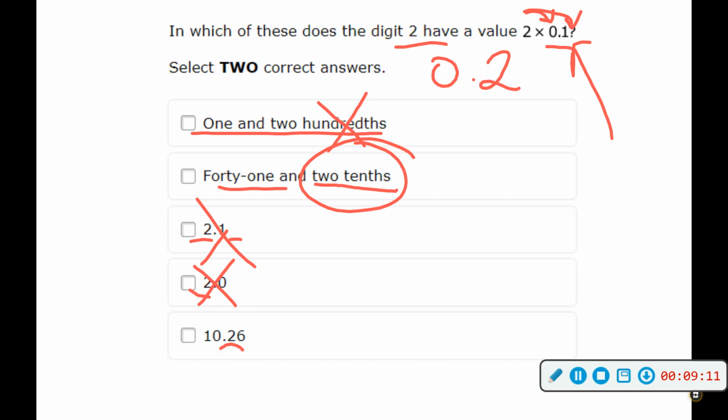So now we can look and see that this 2 is in the tenths place. So just to review place value, we see that the 1 is in the tens place. That 0 is in the 1's place. That 2 is in the tenths place. And that 6 is in the 100ths place. That means we need that 2 to be in that tenths place, as it describes. So the answer should be the second one, as well as the last one.